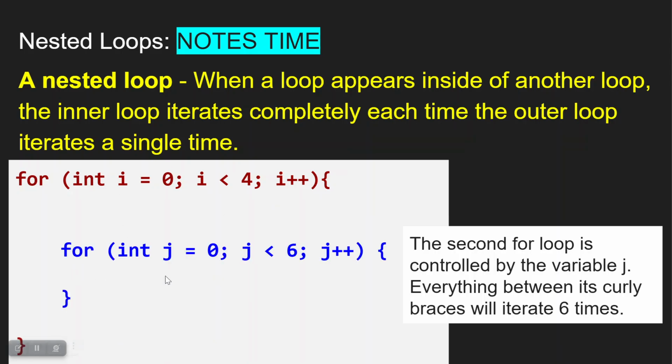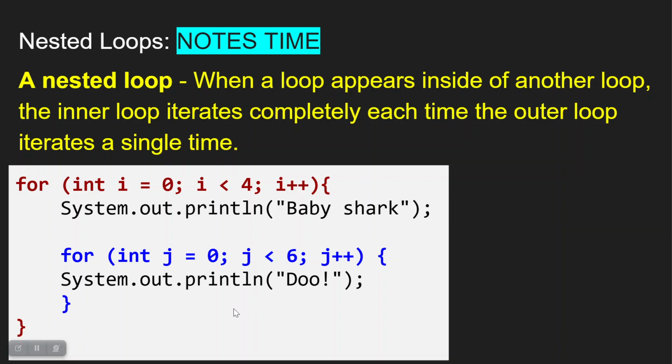Now our inner for loop, what we want to do is change the loop control variable. We don't want to call this one i as well. We want to give it a different name. So for int j equals 0, as long as j is less than 6, j plus plus. The second for loop is controlled by the variable j, and again, everything between these two curly braces will iterate 6 times.